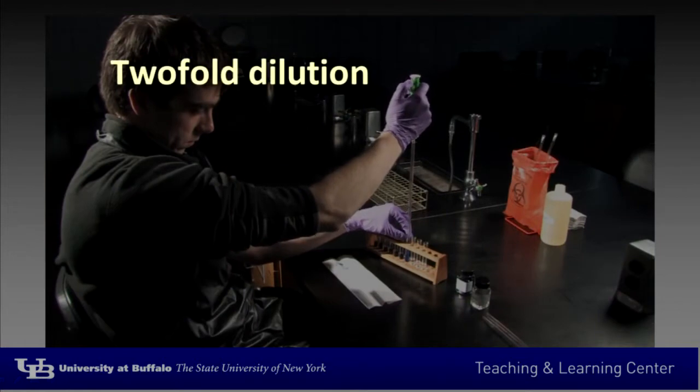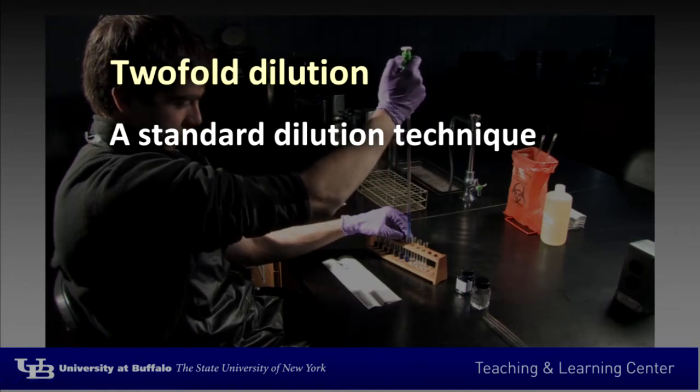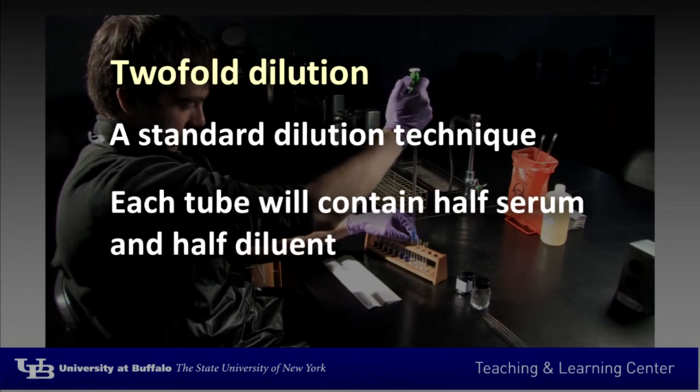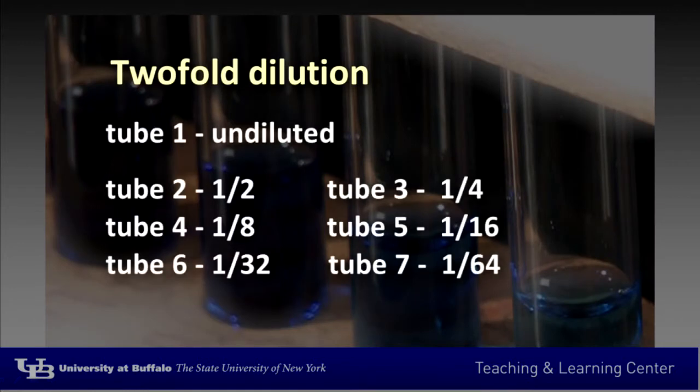Twofold dilutions. A standard dilution technique used in the serology laboratory is the twofold dilution. Each tube will contain half serum and half diluent, which is usually saline. The first tube of the twofold dilution series contains the undiluted patient's serum. The second tube contains half the amount of serum and therefore half the amount of antibody.